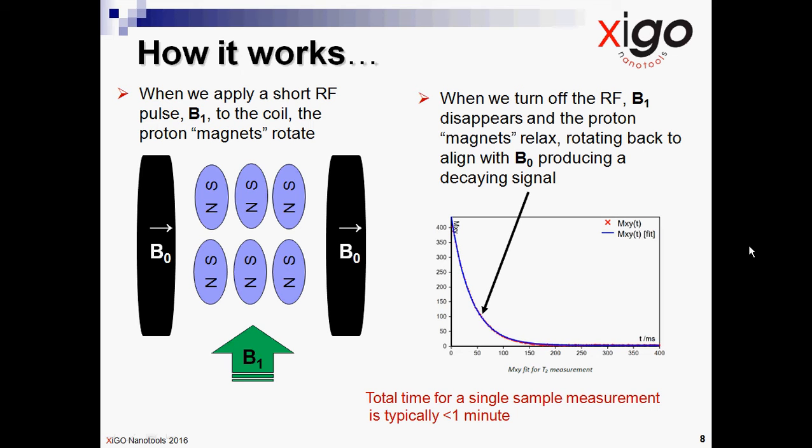A moving magnet in an RF coil produces a decaying voltage, which has an exponential shape, as shown in the graph bottom right. From this exponential decay, we can obtain a characteristic relaxation time for the liquid.